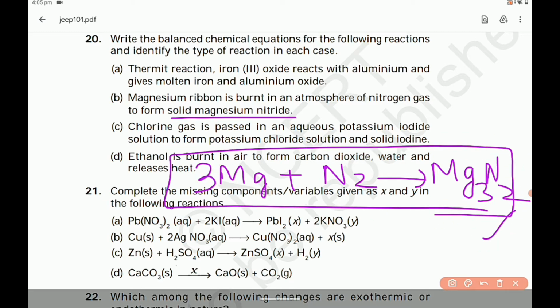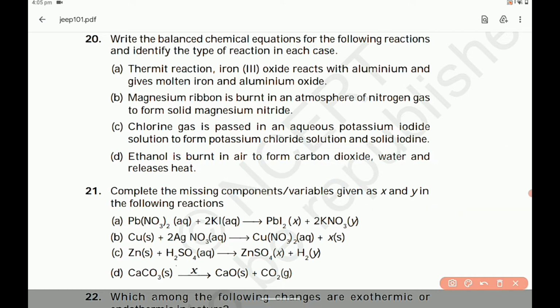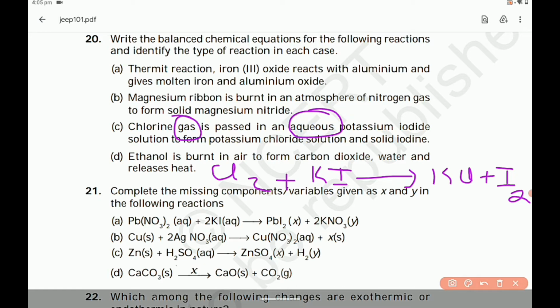Easy, right? Okay. Next, chlorine gas is passed in an aqueous potassium iodide solution to form potassium chloride solution and solid iodine. So Cl2 plus potassium iodide KI gives rise to KCl plus I2. Okay, it will be better if you also mention the states like gas, and this is aqueous, then to form solution, and this is a solid, so you can mention that as well.